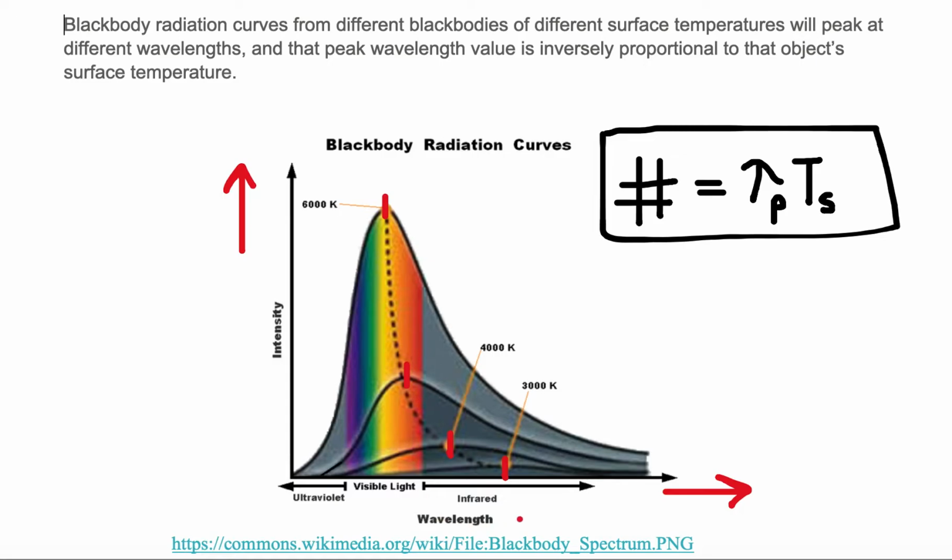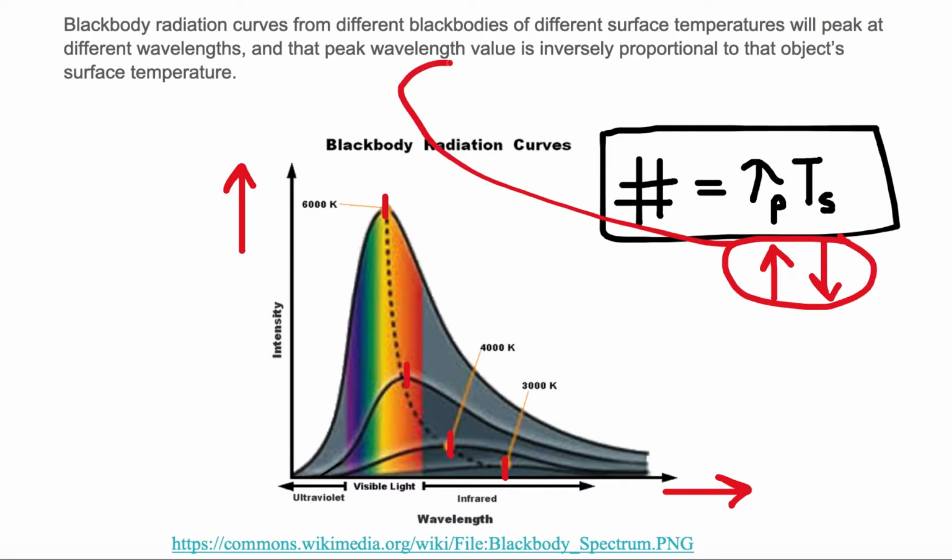Notice as the wavelength goes up, so as we have an increase in wavelength, the surface temperature of the object goes down. And this relationship is what we see in this part. The wavelength value is inversely proportional to that object's surface temperature.